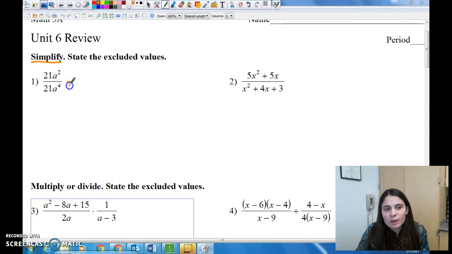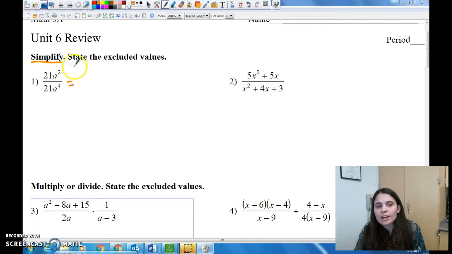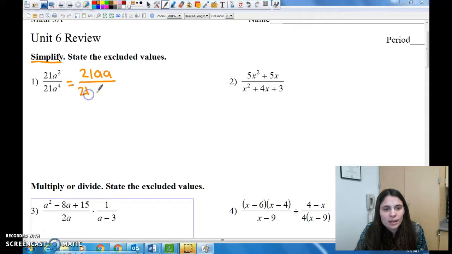So in order to simplify most effectively, I'm going to go ahead and write everything in as factored of a form as it gets. So on the top over here, I have a 21, and then a squared is the same as a times a. And then on the bottom, I have a 21, and then a to the fourth is a times a times a times a. So the excluded values come from any a value that I could plug into the denominator that would make the denominator 0. So in this case, I just have a over and over and over again.